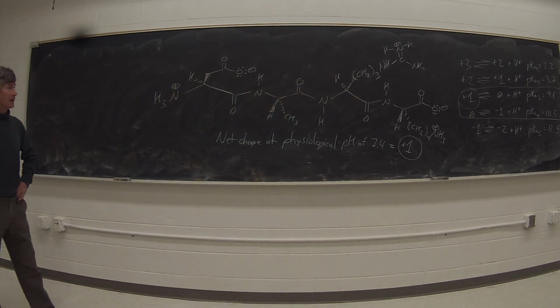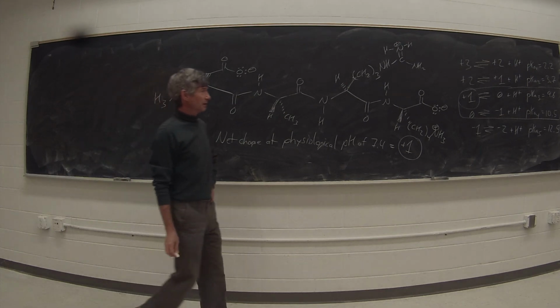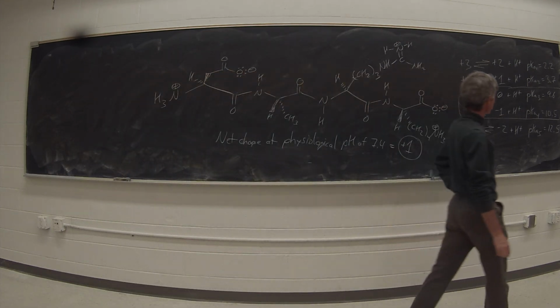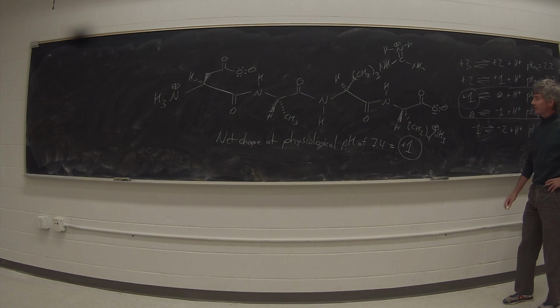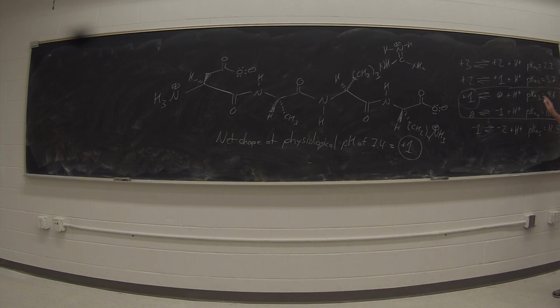At physiological pH of 7.4, all the functional groups with pKa higher than 7.4, which is the N-terminus, the side chain of lysine, and the side chain of arginine, are protonated, and all the functional groups that have pKa less than 7.4 are deprotonated, which would be the side chain of aspartic acid and the C-terminus of the lysine.